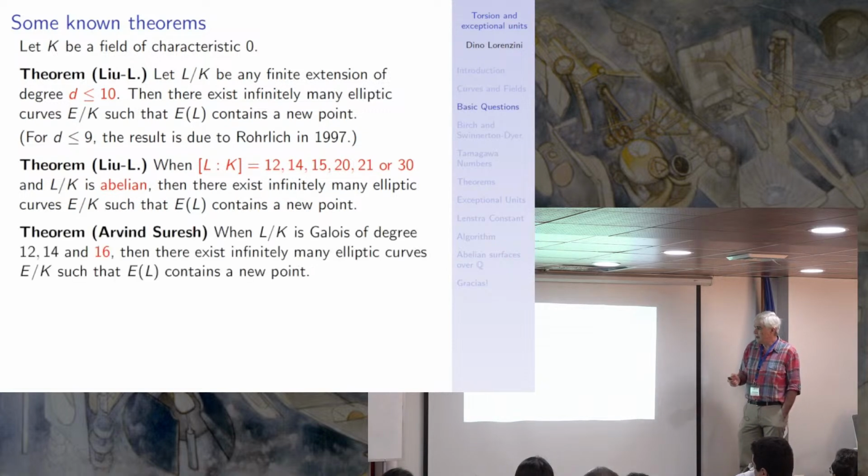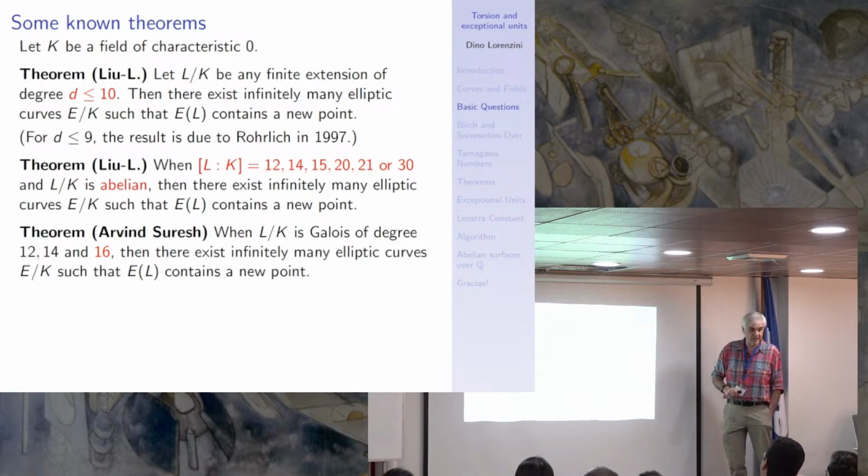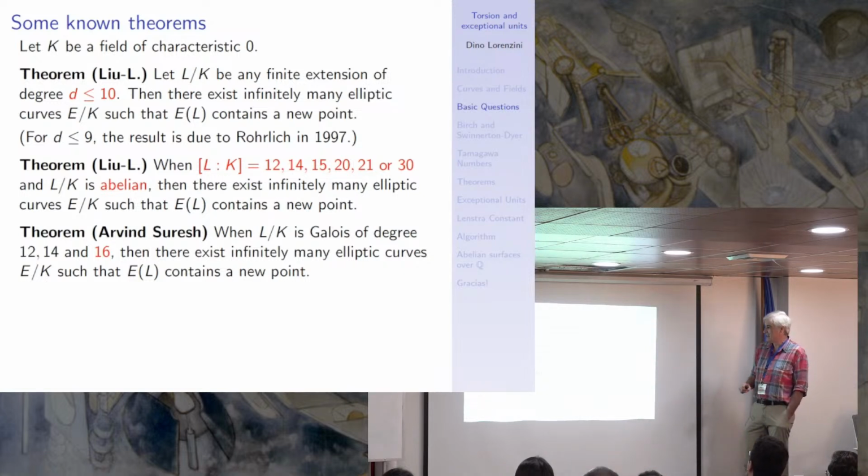And Arvind Suresh has the extra 16 where he can say something, right? So, and his condition is simply that L over K has to be Galois of degree 12, 14, and 16, then infinitely many elliptic curves have a new point over that degree of that field.